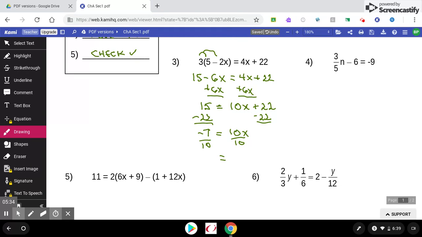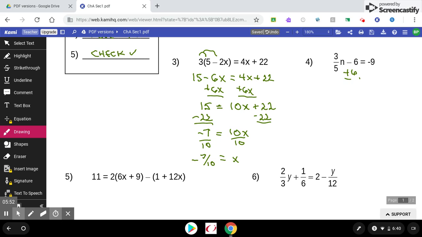But I'm going to say, hey, as long as fractions are reduced, -7/10 is acceptable for an answer. So if you want to go -0.7, that's entirely acceptable. That wouldn't be a problem. Okay, number 4.